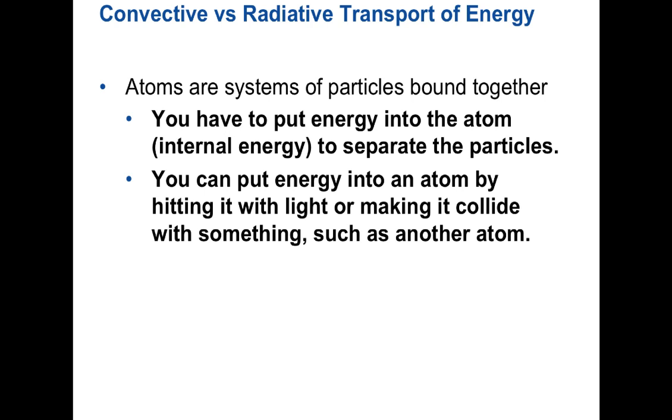And so you can put energy into that bound system. You can try to make the electron, in a sense, move further away from the nucleus by giving it extra energy. And so that's the way that an atom can absorb energy internally. We can add internal energy to an atom by shining light on it. If the light has just the right energy, the atom will absorb it. Or we can make the atom collide with something.